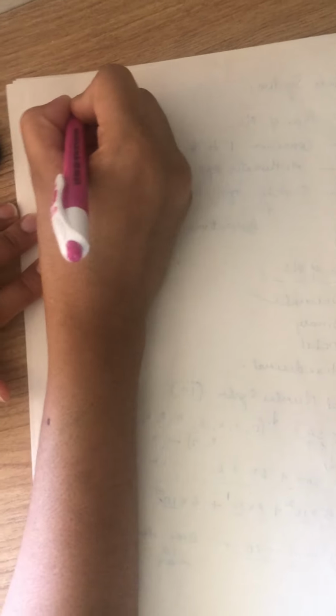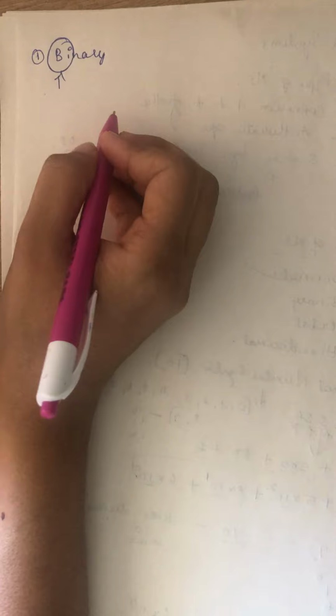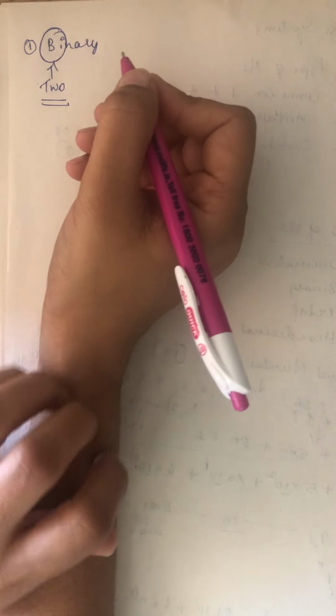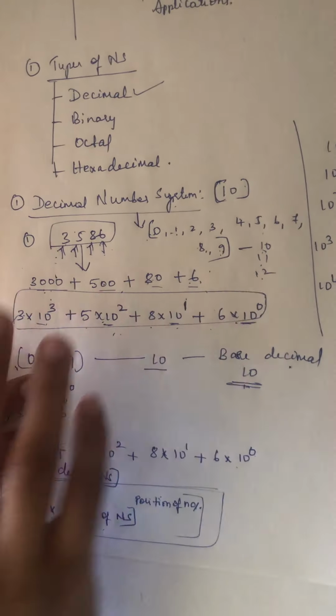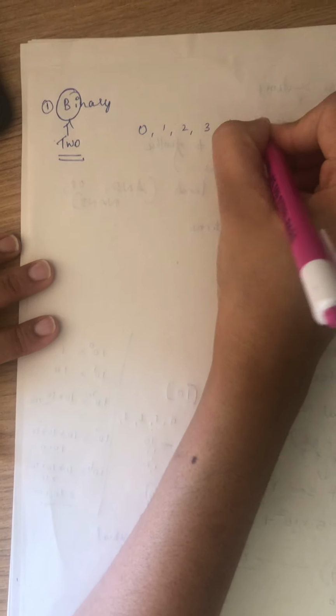So the next number system is binary. Everyone is familiar with the term bi, for example bidirectional, used everywhere. Bi refers to 2, just as in decimal, deci refers to 10. So we got clarification. I had a total of 10 numbers from 0 to 9. Here bi refers to only 2, that means I will have only 2 numbers. So what are the numbers available in decimal? 0, 1, 2, 3, 4, 5, 6, 7, 8, 9.